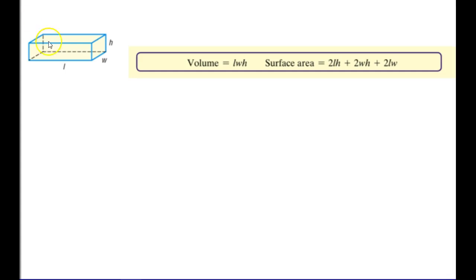Now some three-dimensional figures. I can have this shape. To find the volume, I multiply all my sides together. To find the surface area of a three-dimensional shape, I find the areas of all the different sides and I add them together.